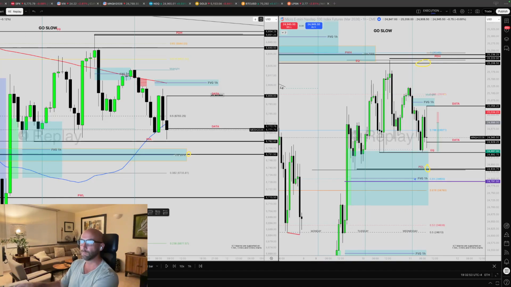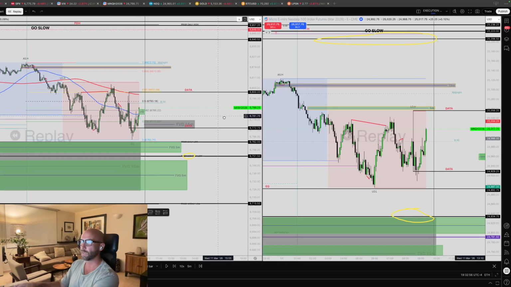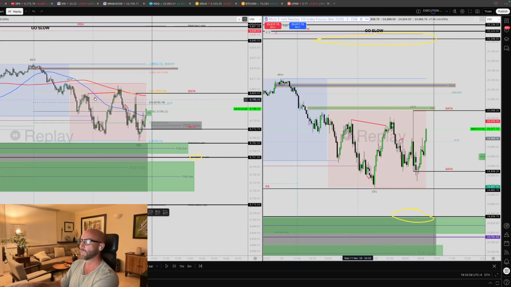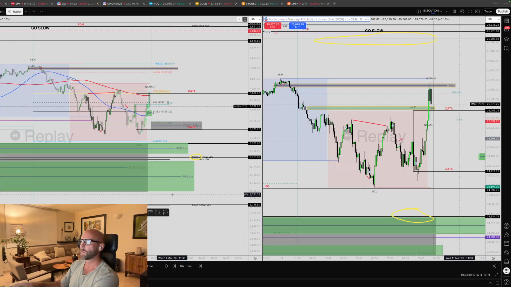Now, if I show you, let's go to market open here. So here we have ES and NQ. This is that market open. As you can see, ES is the lagging asset. NQ actually came up all the way to right here, that 1 hour fair value gap. ES didn't quite get there.